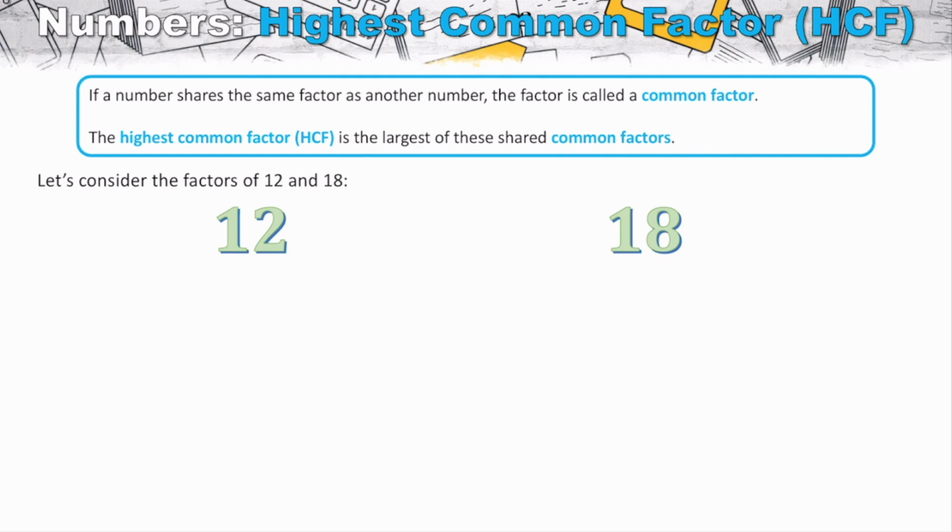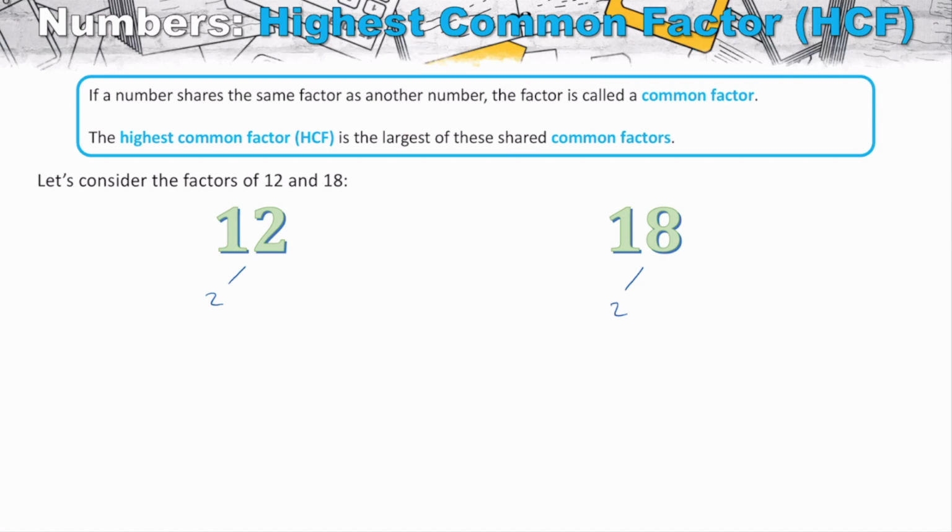Now, common factor, we talk about factors of a number. Factors of a number is anything that divides into a whole number. Now, if two numbers can be divided by the same value, so for example, I've got 12 and 18 here, I know that 12 can be divided by 2, and 18 can be divided by 2. So both of these have a factor that's the same that they can be divided by. So we refer to this as a common factor.